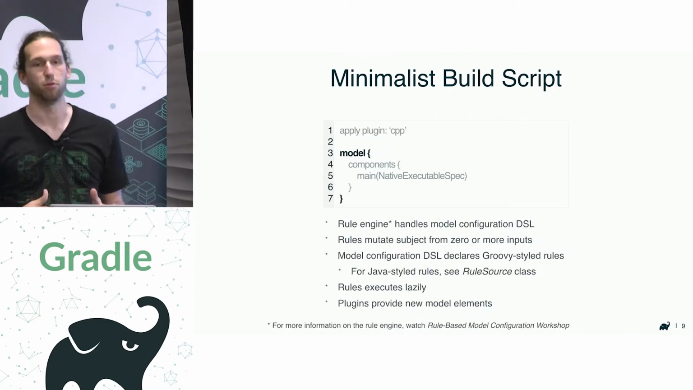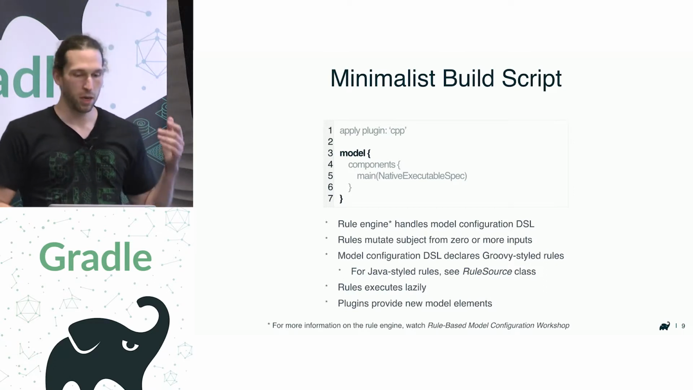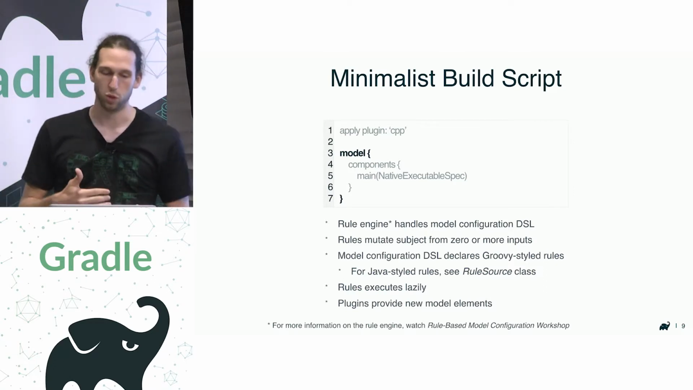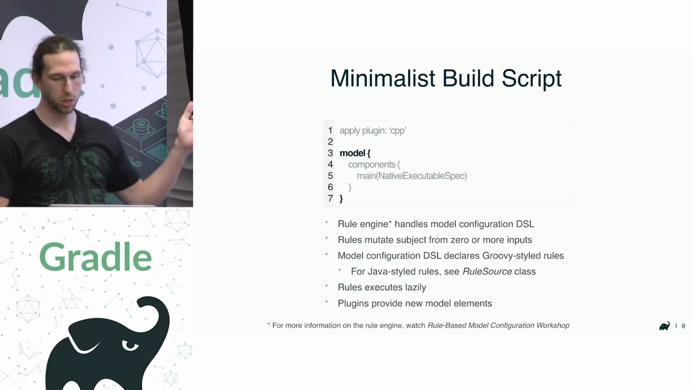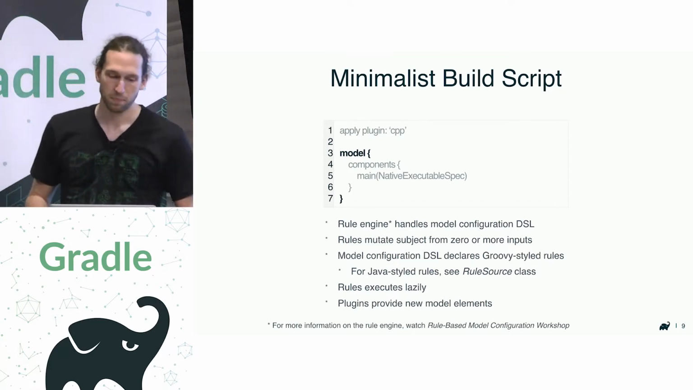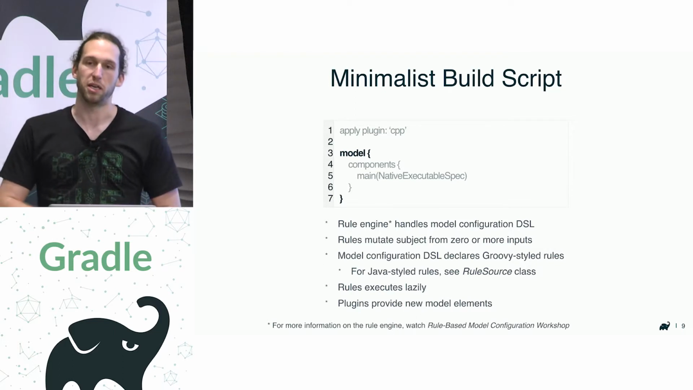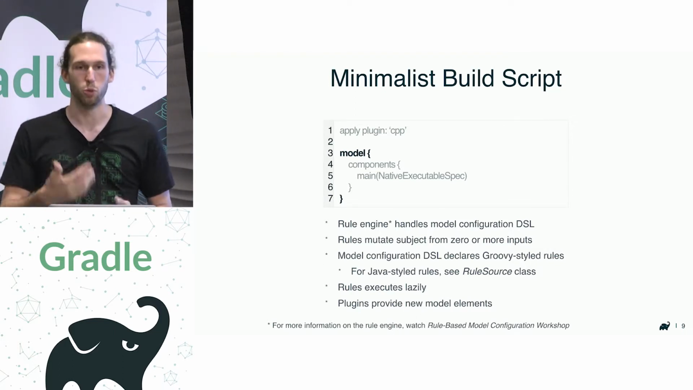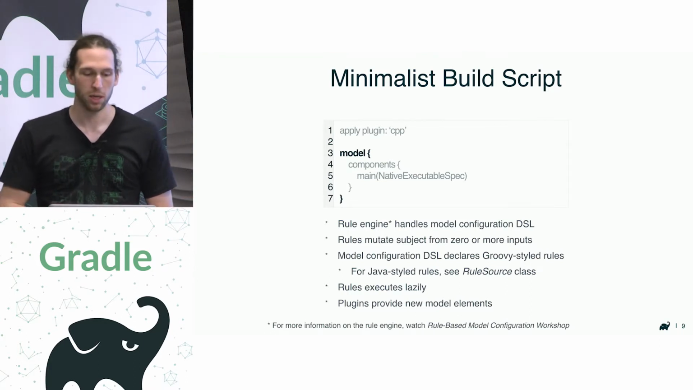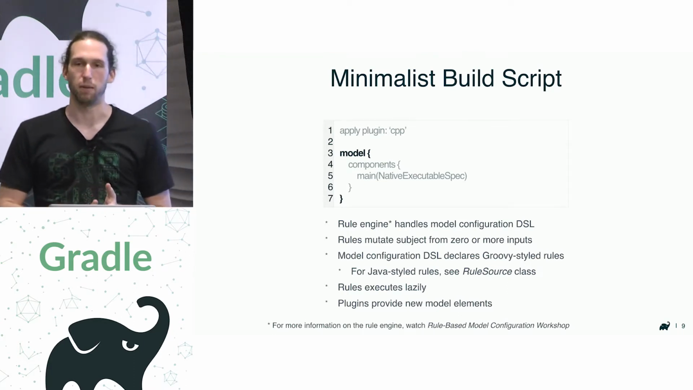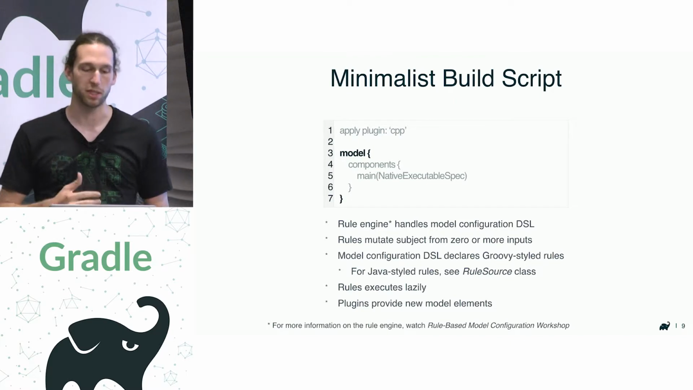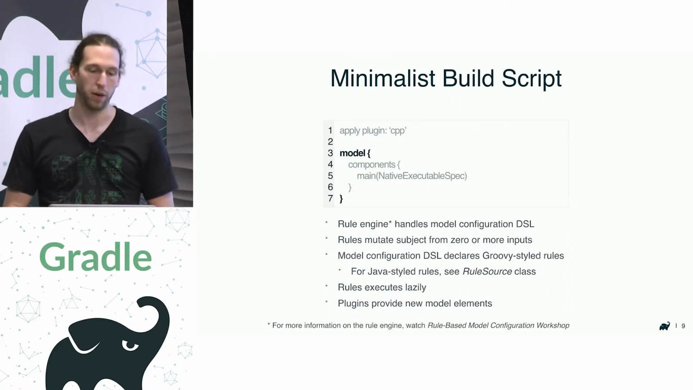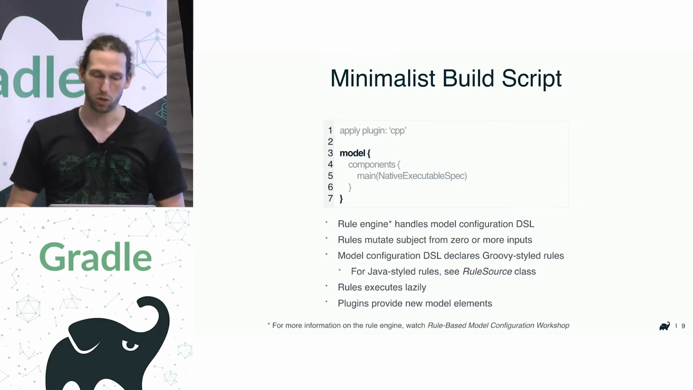Now comes the big difference from the current model. The configuration of the native build is really about writing rules in the model DSL, which is the little bit highlighted there. The rule engine will take care after that, during configuration time, to parse all those rules and run the right rules. We won't go too much into detail about how the rule engine works exactly. There's a wonderful workshop online on the Gradle YouTube page. It's called Rule-Based Model Configuration Workshop.